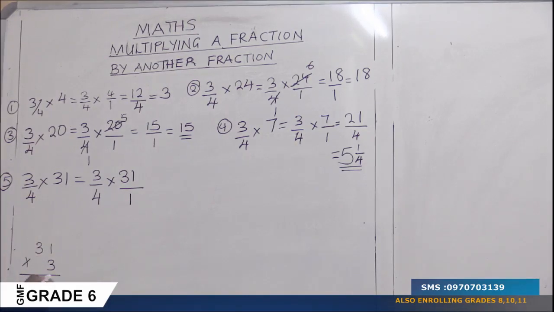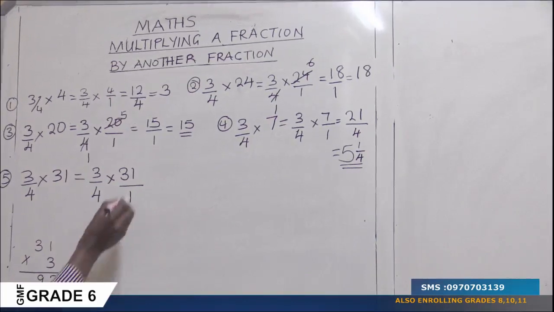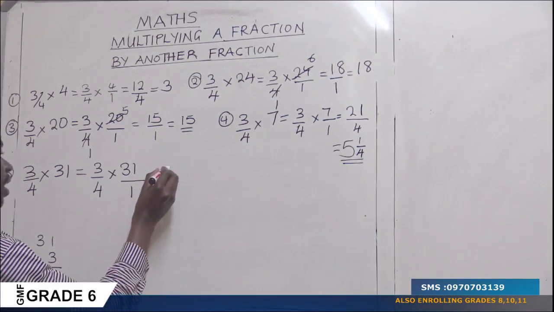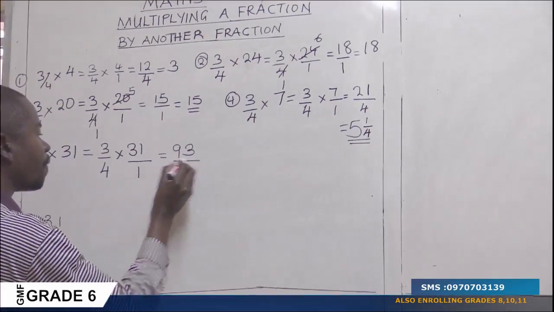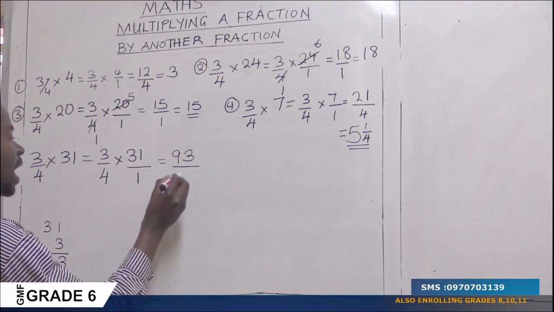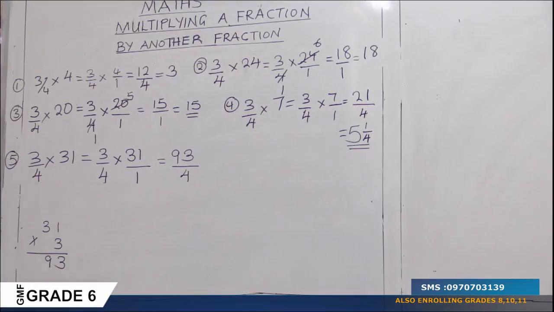Okay, 31 times 3. 3 times 1, the answer is 3. 3 times 3, the answer is 9. So from there you can write 93 as your answer. Over 4 times 1, the answer is 4.